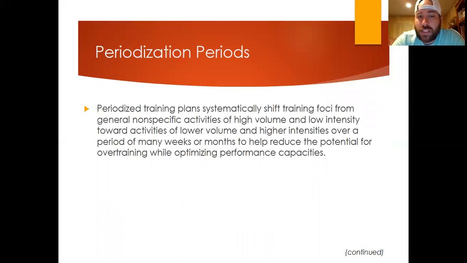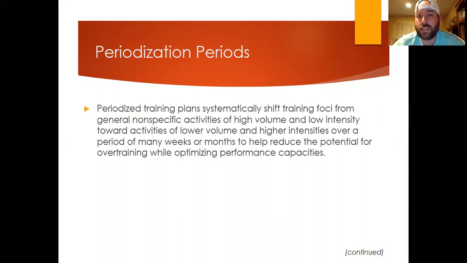For periodized training plans, we systematically shift training foci from general, non-specific activities of high volume and low intensity toward activities of lower volume and higher intensity over a period of many weeks or months. Strength and conditioning is not always just the weight room. It can be stuff that's more sport related as well. Think about any of you that are athletes currently, or those of you that are not current athletes, when you used to play.